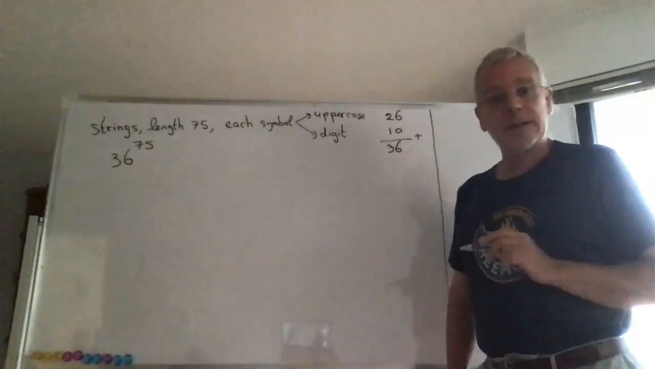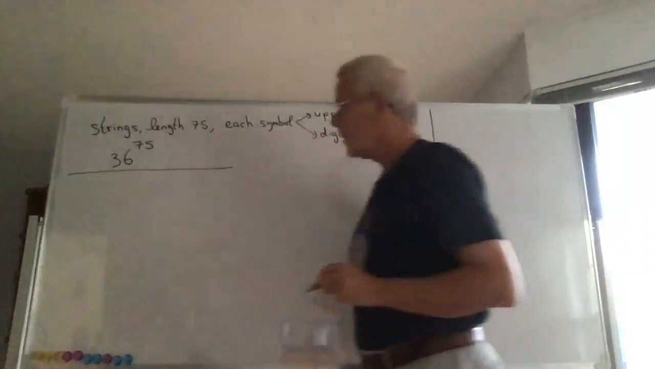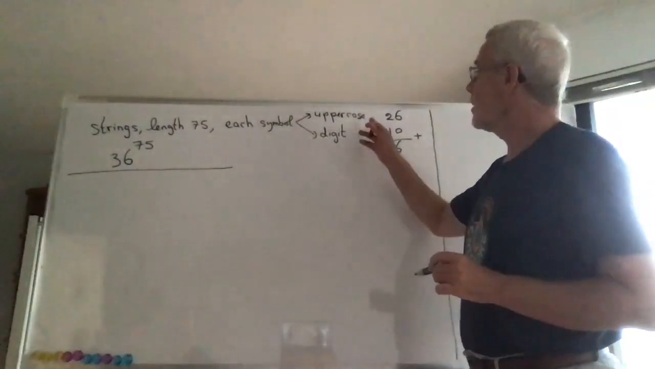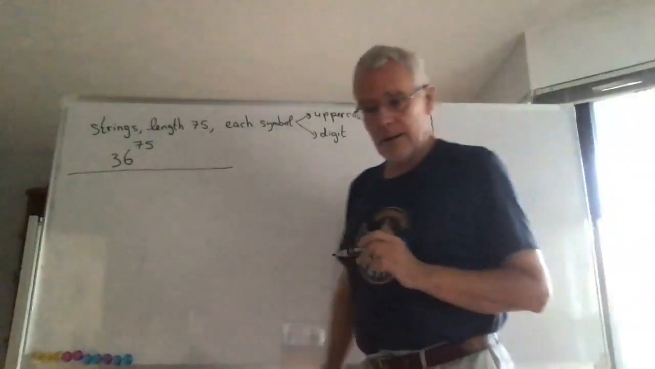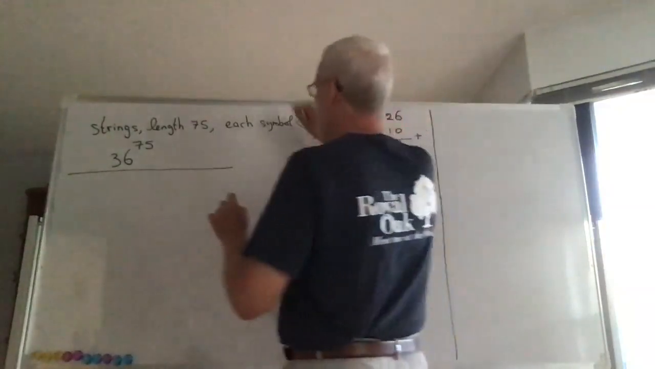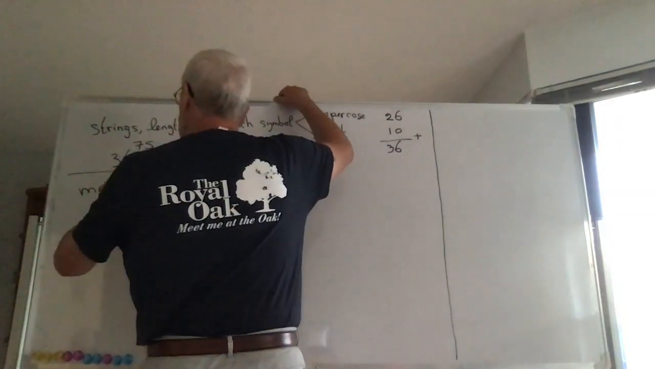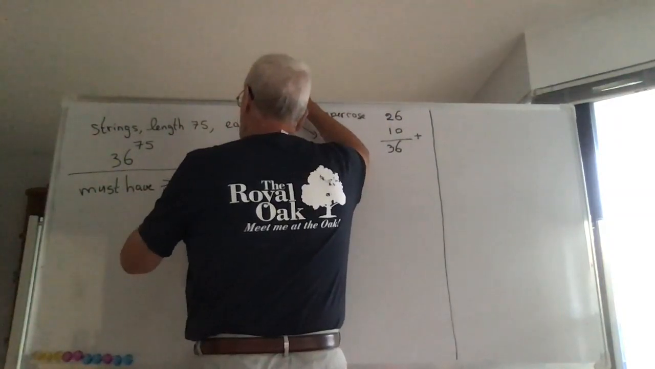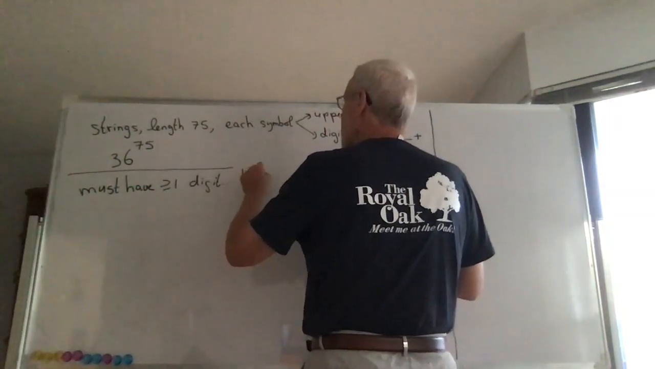Okay, so let's change the question a little bit. We are still looking at strings of length 75. Every symbol must be an uppercase letter or a digit. But additionally, the string must have at least one digit. And how many are there of this type?